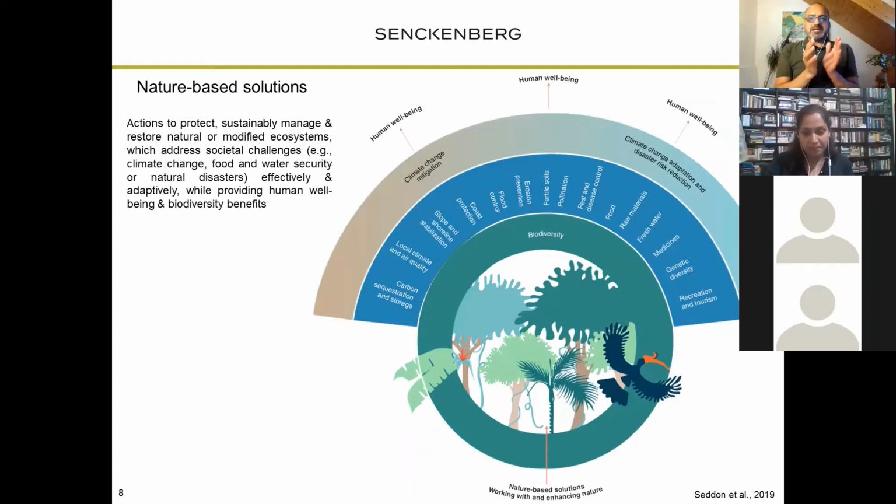So what we have to do is look for nature-based solutions. As I said, we have to avoid all these artificial changes that are being brought into our ecosystems. We are changing the landscapes, the overall structure of our ecosystems, and we are destroying the populations of different organisms. To avoid this, we have to go for sustainable management and restore natural and modified ecosystems back to their original form.